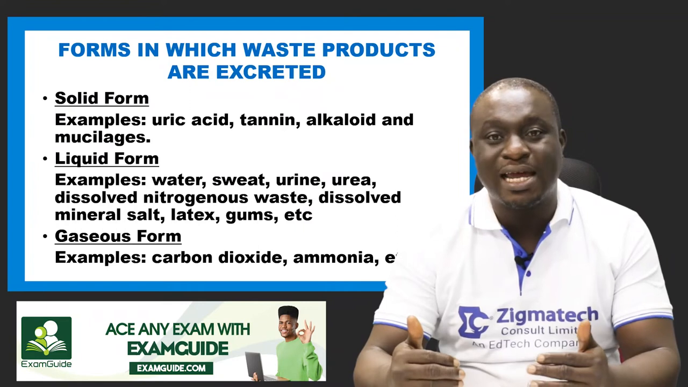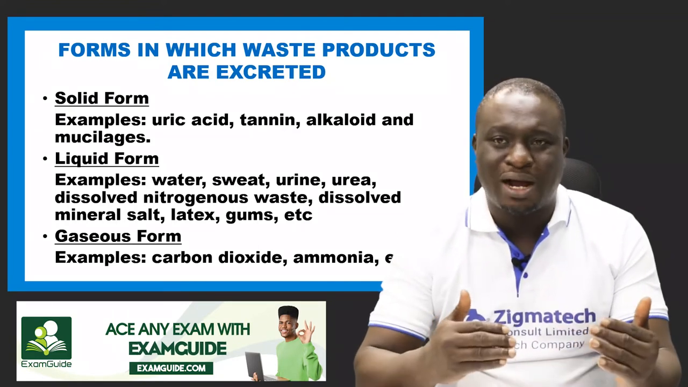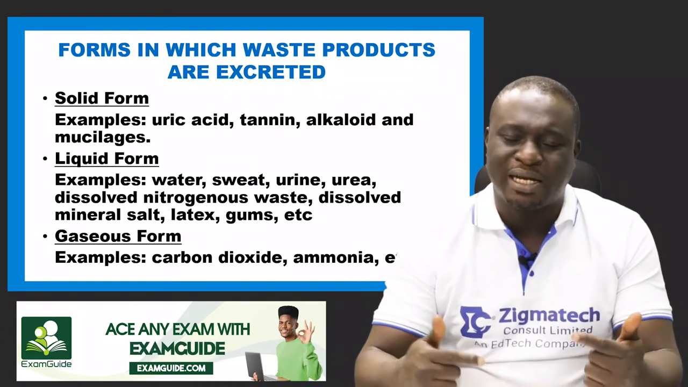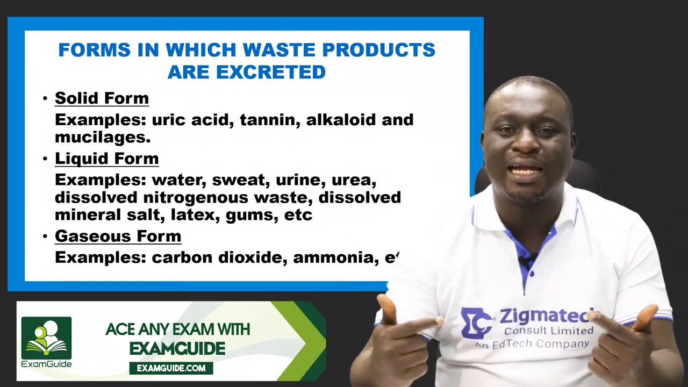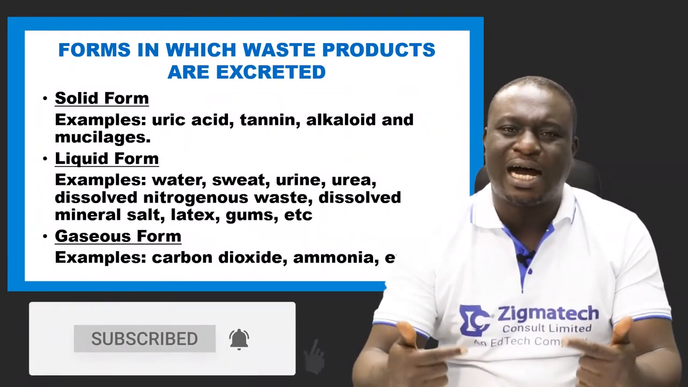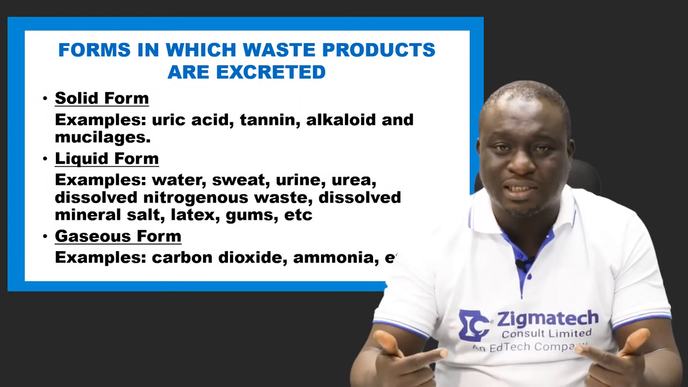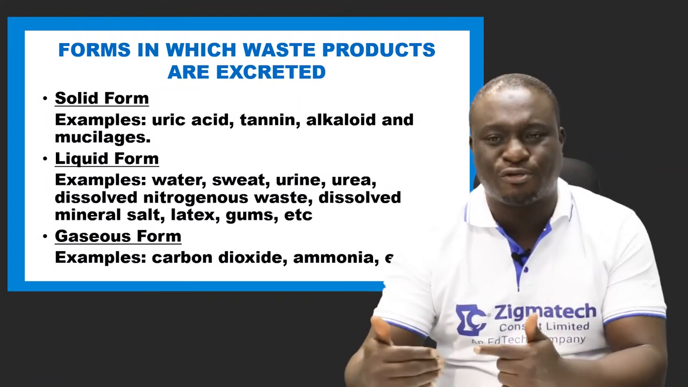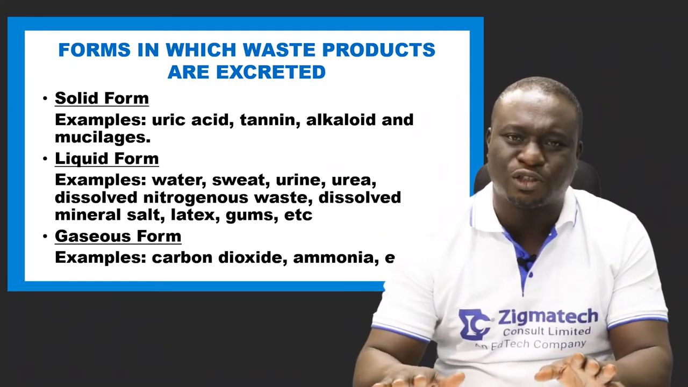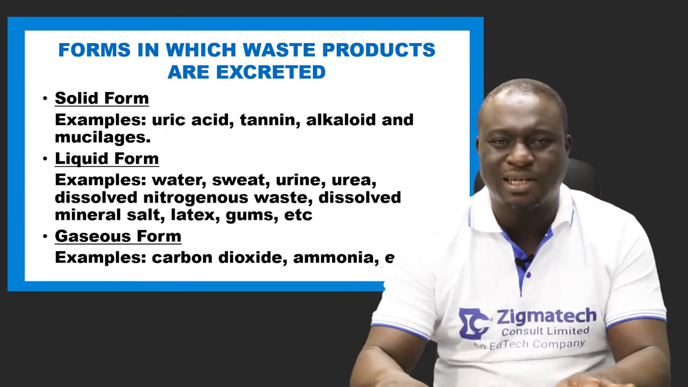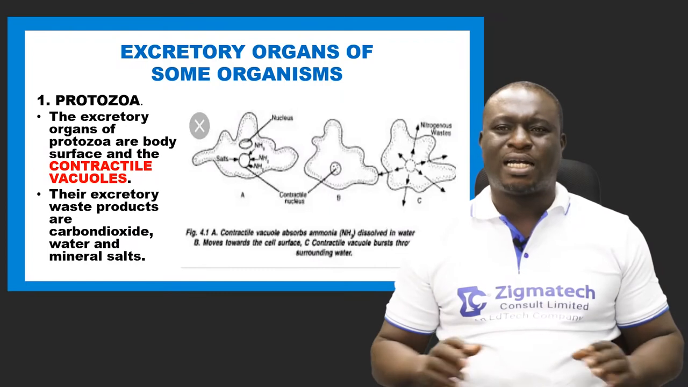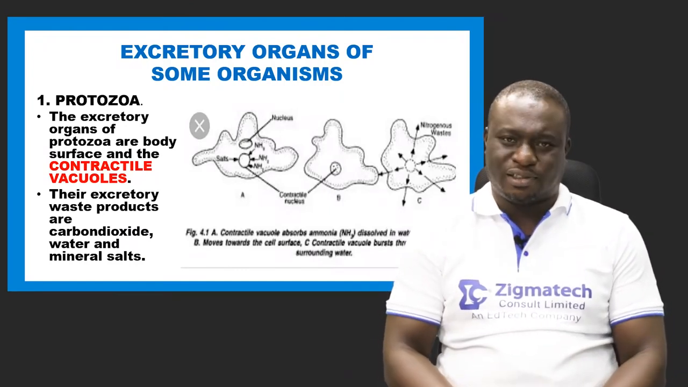And then the last one is the gaseous form. I repeat, we have the solid form, the liquid form, and the gaseous form. The gaseous form includes examples like carbon dioxide and ammonia, and so on. These are metabolic waste that needs to be removed from the body. Like we said, if they are allowed inside the cells of the body, they become toxic to the cells. Now, take a look at some of the excretory organs.